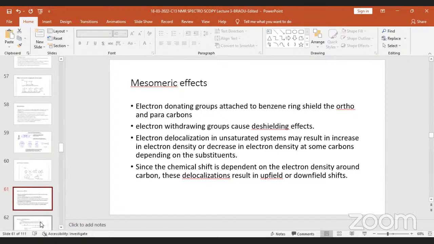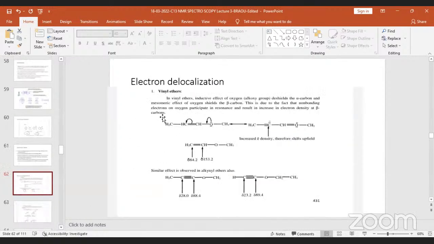I am showing you with some examples here. Electron delocalization. First, we'll take vinyl ethers. Not only benzene, any molecule where doubly bonded or triply bonded carbons are there, the substituents attached to these groups also will result in electron delocalization, resulting in increased or decreased electron density around particular carbons. For example, vinyl ethers. A vinyl ether has a double bond attached to an alkoxy substituent. Here I'm just showing you methoxy, methyl vinyl ether, methyl propenyl ether. If CH3 is not there, it is methyl vinyl ether.